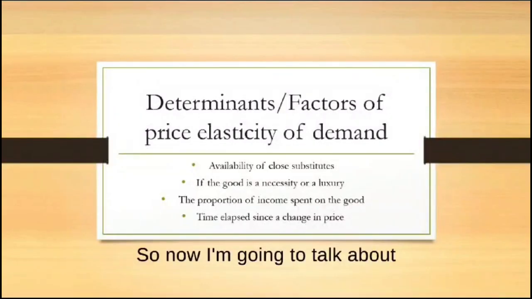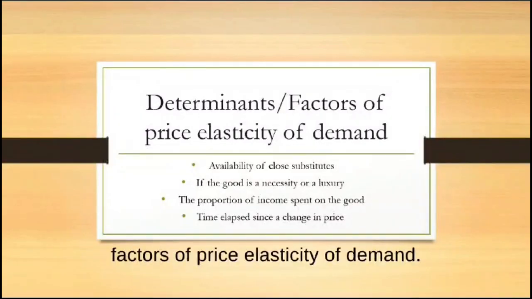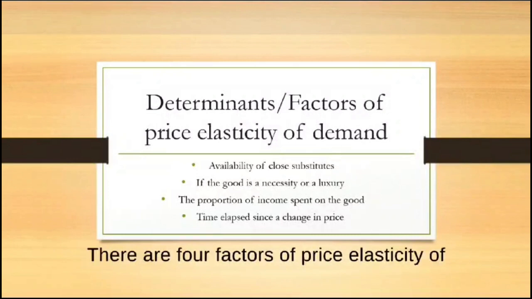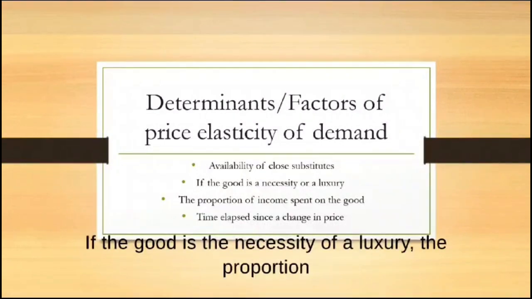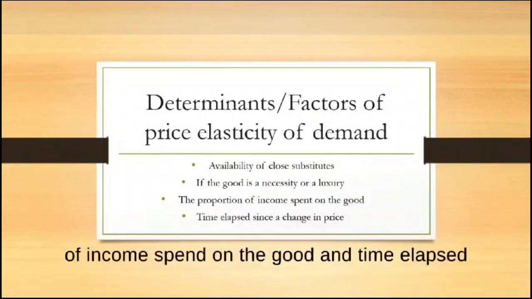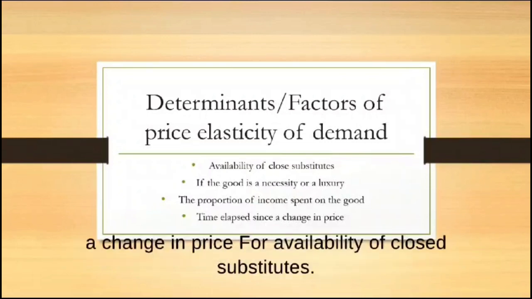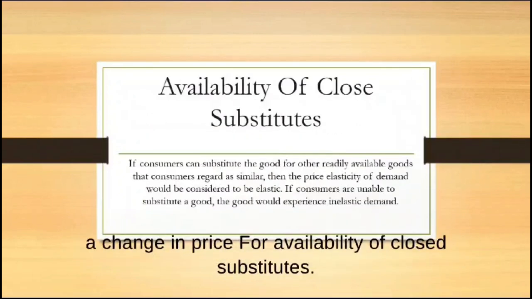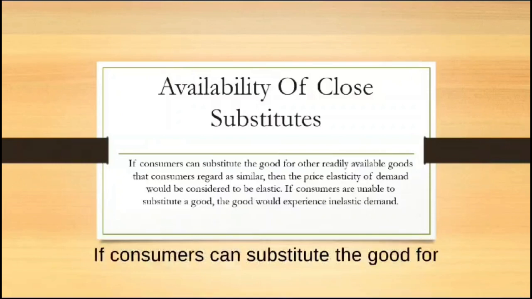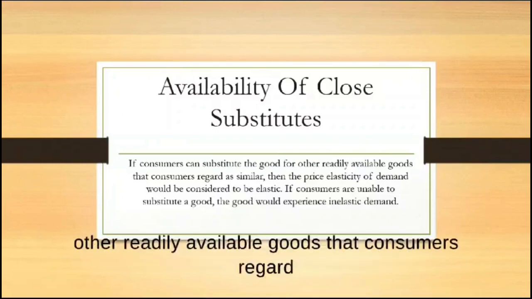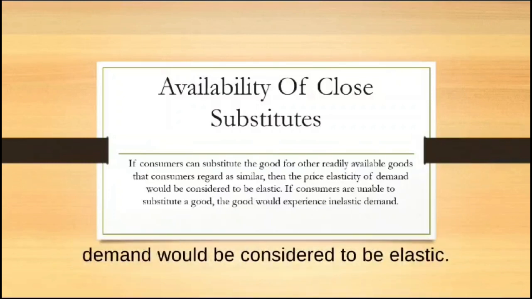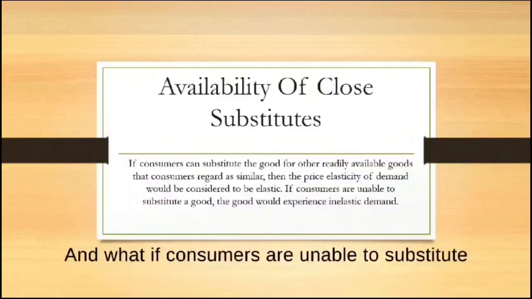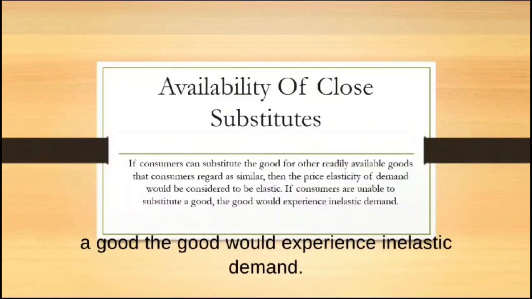Now I'm going to talk about the factors of price elasticity of demand. There are 4 factors: availability of close substitutes, whether the good is a necessity or a luxury, the proportion of income spent on the good, and time elapsed since a change in price. For availability of close substitutes, if consumers can substitute the good for other readily available goods that they regard as similar, then the price elasticity of demand would be elastic. And if consumers are unable to substitute a good, the good would experience inelastic demand.